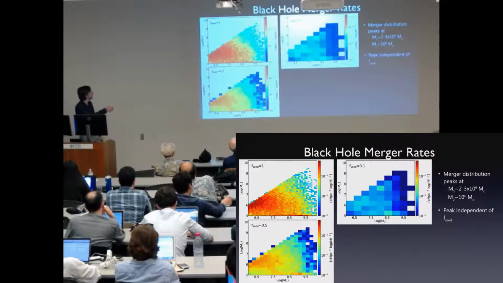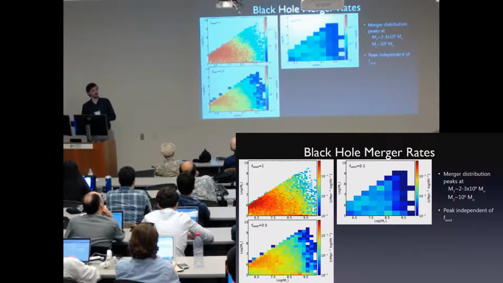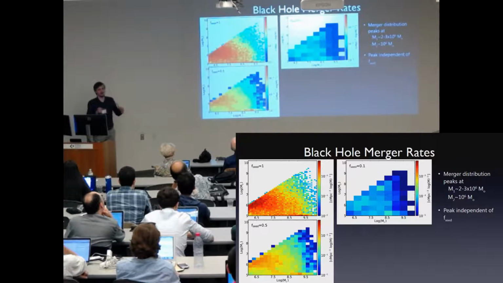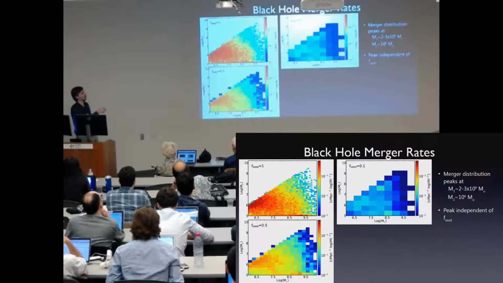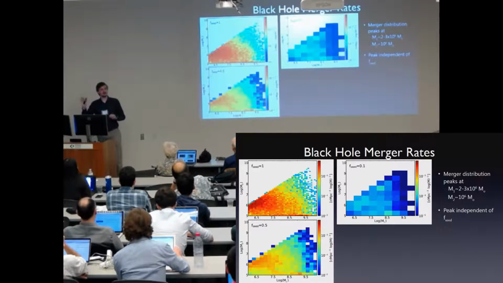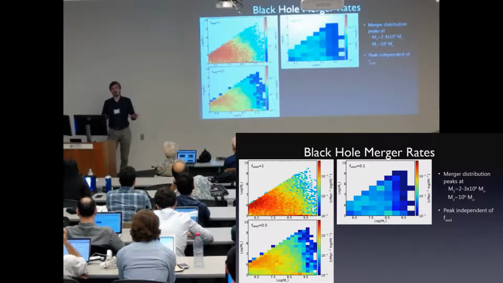So here we're plotting, on the x-axis, M1, which is just the mass of the more massive black hole involved in a merger, and the y-axis is the mass of the less massive one. In the original simulation, this is the distribution of mergers that happen over all time. You can see it peaks around merging black holes of about 10 to the 6.5 and 10 to the 6. That's where we get most of the mergers.